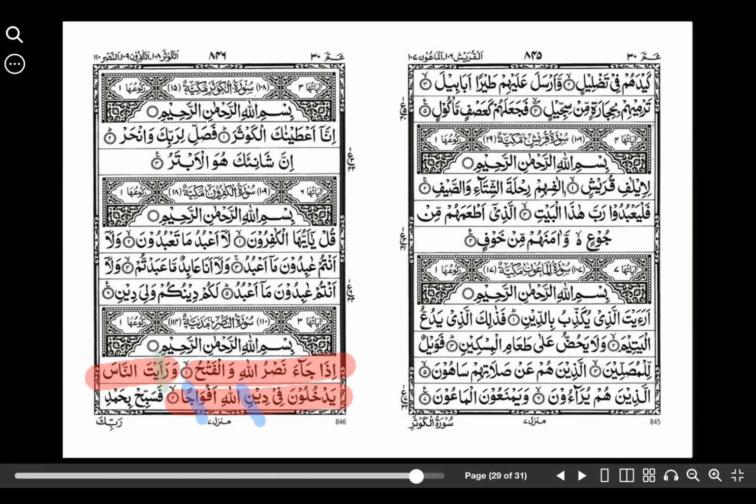Okay, ra is full mouth, by the way. Wa ra is full mouth on the top. That ra is full mouth, but dinillahi is empty and afwaja is empty. Okay, and then we go to the next verse. Let me just give my marker.